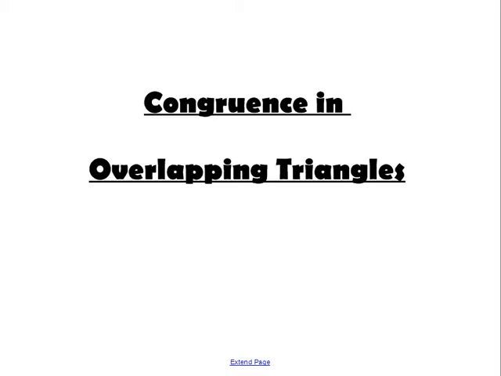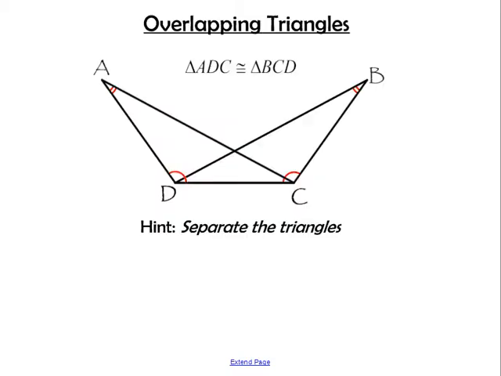Congruence in overlapping triangles. Sometimes it can get a little confusing to decide which triangles we're trying to prove congruent because the segments and angles are overlapping each other. So as you can see in this diagram below, we have these three small triangles, but then you also have these two bigger triangles. So when it tells us that triangle ADC is congruent to triangle BCD, it's a little hard to see it in the picture.